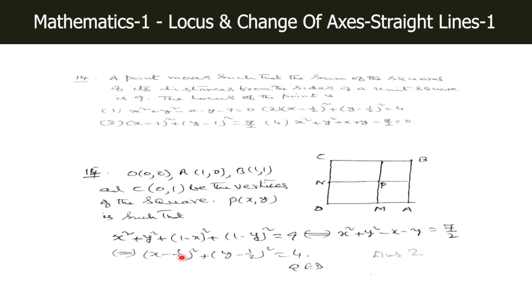So, therefore, by hypothesis PA square plus PB square plus, so by hypothesis x square plus y square plus (1 minus x) whole square plus (1 minus y) whole square is equal to 9, or x square plus y square minus x minus y is equal to 7/2, and this can also be written as (x minus half) whole square plus (y minus half) whole square is equal to 4. So, which is nothing but the locus is a circle with center at (half, half) and radius 2. So, the answer is 2.